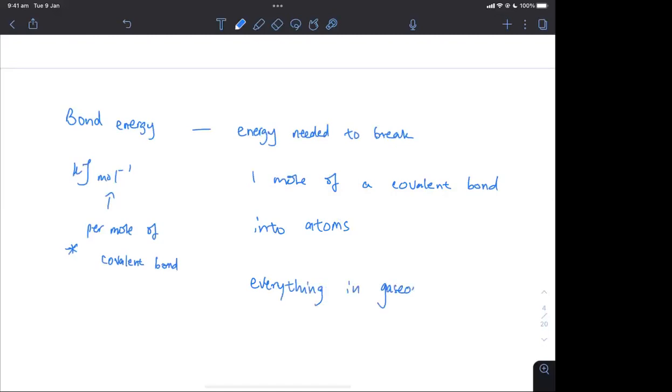So the left side and the right side must be in the gaseous state. This is the one thing which is very important. Everything must be in the gaseous state because people are asked to write questions, especially when you come across the Born-Haber cycle in A2 chemistry. If you don't have it in the gaseous state, you run into problems later on when you try to compare with enthalpy change of atomization, and that is A2 kind of energetics.